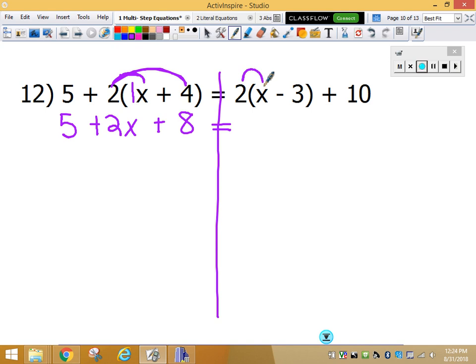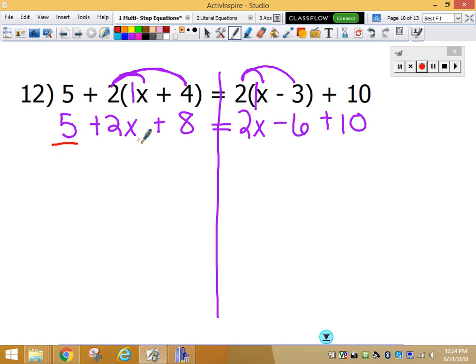Here, I'm going to do the same thing. I'm going to distribute. This x gets a 1. 2 times 1x is 2x. 2 times negative 3 is negative 6. I'm going to bring down plus 10. Again, you don't distribute to the 10 because it's not in the parentheses. All right, we're still not done with step 1 because we can combine like terms.